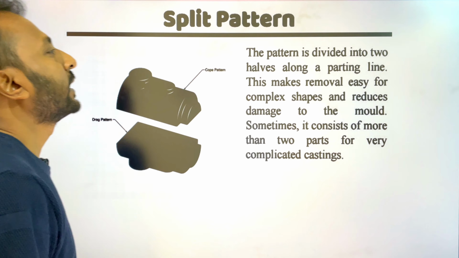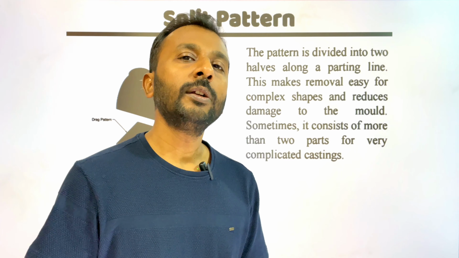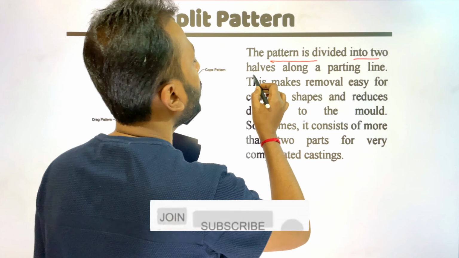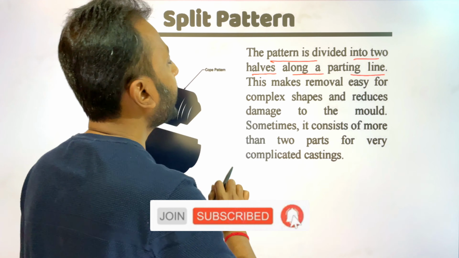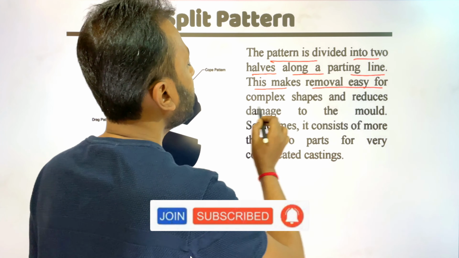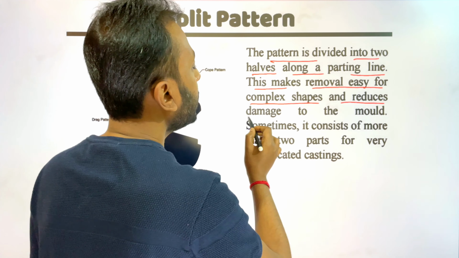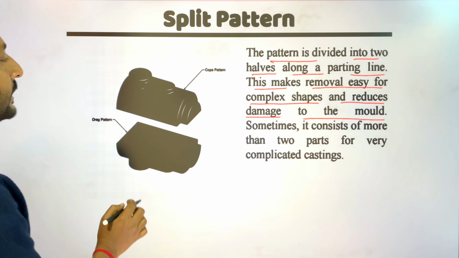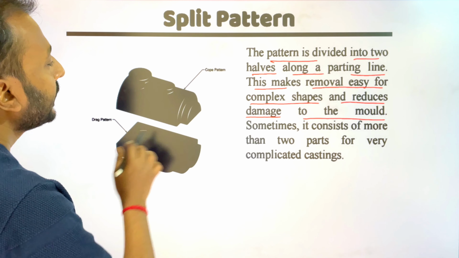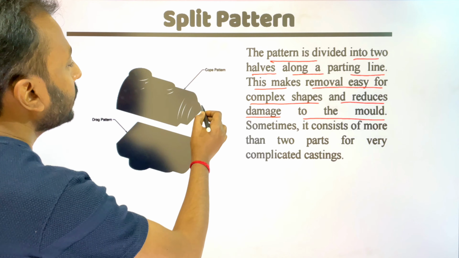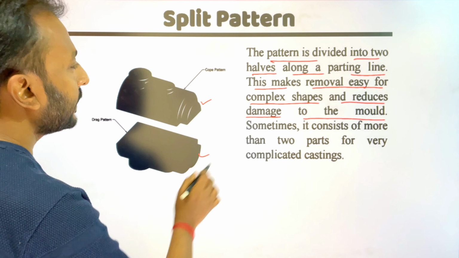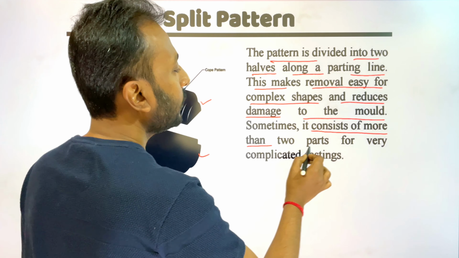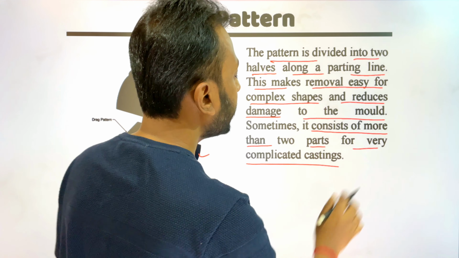Second one is split pattern or multi-piece pattern or two-piece pattern, whatever we can say. The pattern is divided into two halves along a parting line. This makes removal easy for complex shapes and reduces damage to the mold. Here in this figure we can see the pattern has two pieces, one piece and the other piece. Sometimes it consists of more than two parts for very complicated casting.